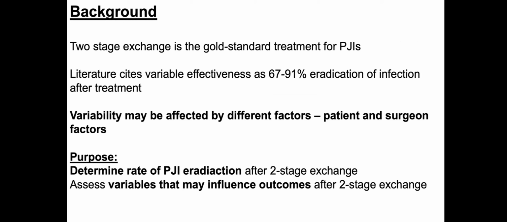And there is, again, that variability, but this paper cites an even broader range of effectiveness as compared to the previous one. The goal of this paper was to look at what variables may influence the outcomes after 2-stage exchange. And this might be helpful because we can help with not only patient selection, but also guiding patients on effective treatment options for them. So this looked at patient factors, surgical factors, and even factors that the surgeon may control as well.